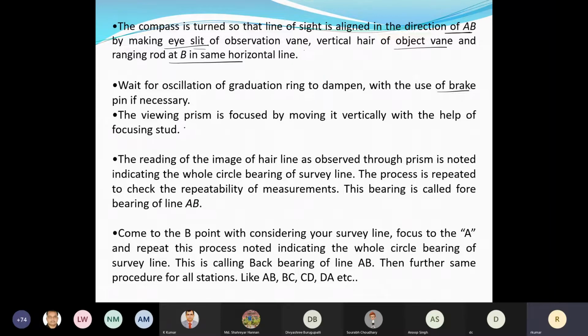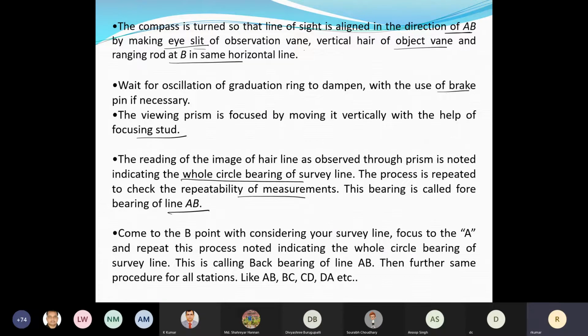The viewing prism is focused by moving it vertically with the help of the focusing stud. When you do the experiment, you will be able to see the reading. Some adjustment you have to do with the help of the focusing stud. The reading of the image of the hairline observed through the prism is noted, indicating the whole circle bearing. So first this instrument gives the whole circle bearing. Later on we can convert it into reduced bearing. The process is repeated for better measurement. This is called the fore bearing.